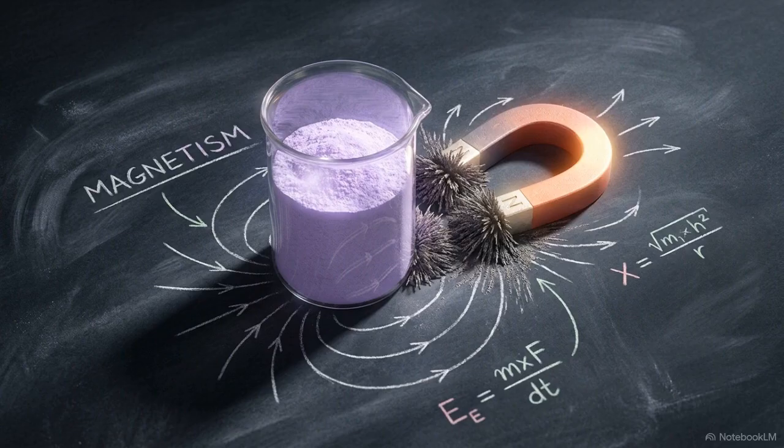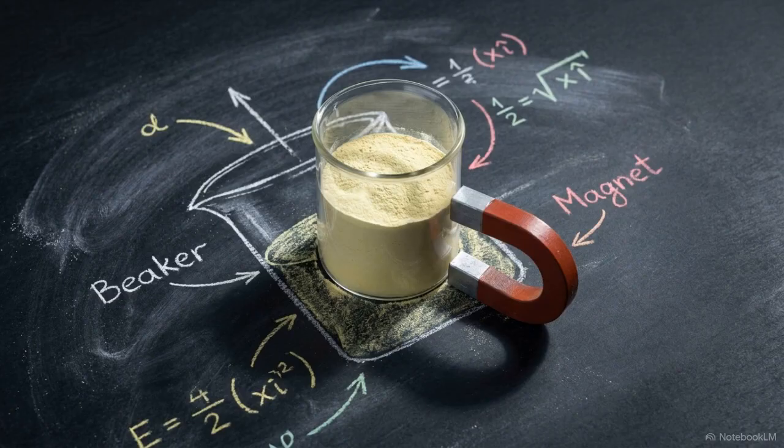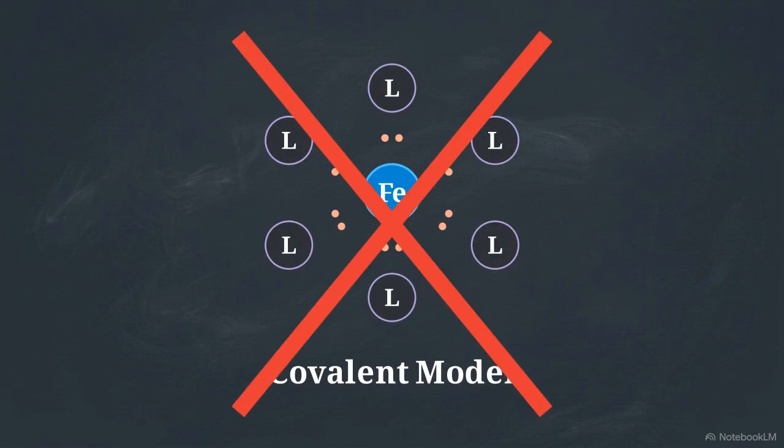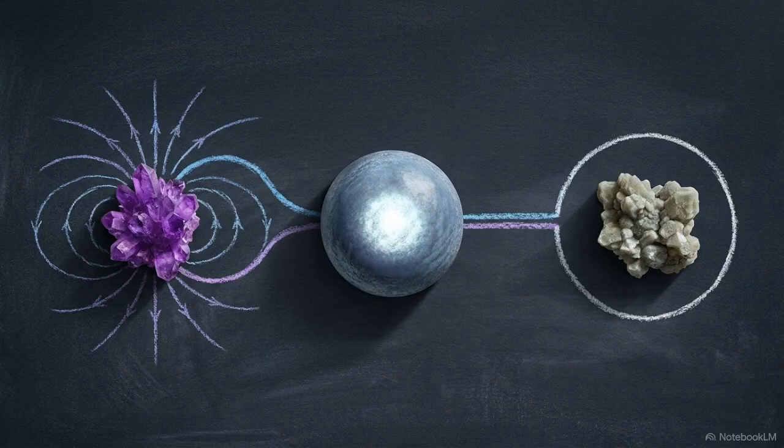The water-based complex is highly magnetic and distinctly colored. The cyanide-based complex is diamagnetic, meaning it produces no magnetic field, and it is visibly pale. Standard covalent bonding models, which assume electrons are shared evenly between atoms, do not account for this divergence in physical properties. If the bonds were identical in nature, the physical results should be identical.